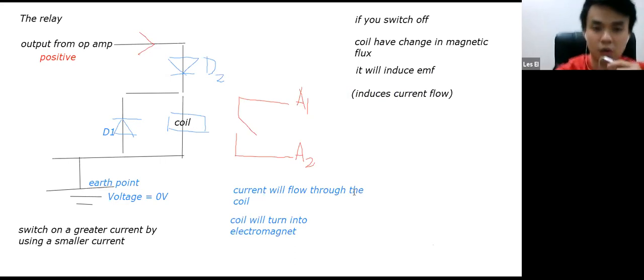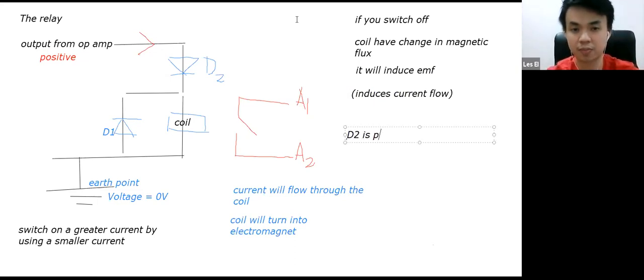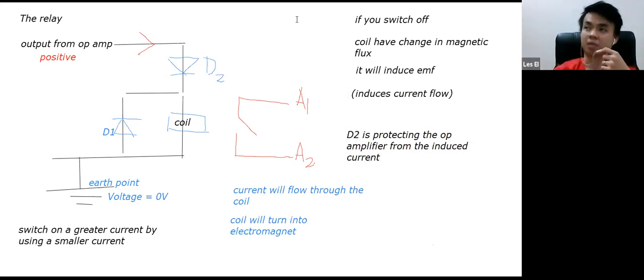So your D2 here also has another function. The D2 is protecting the OP amplifier from the induced current. Probably the question from some of you is why we have to protect the OP amplifier. You remember last 2 weeks when we learned the basic discussion, we talked about two types of resistance in an OP amplifier. We can discuss it from the input side and from the output side. From the output side, the resistance has to be 0. But for the input side, the resistance has to be infinite.